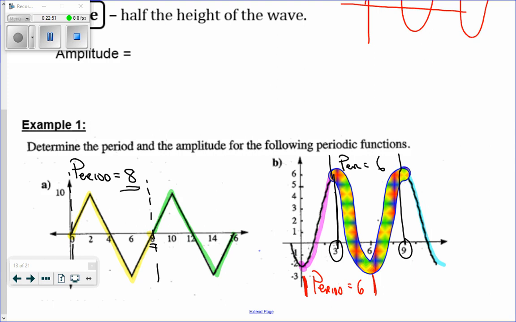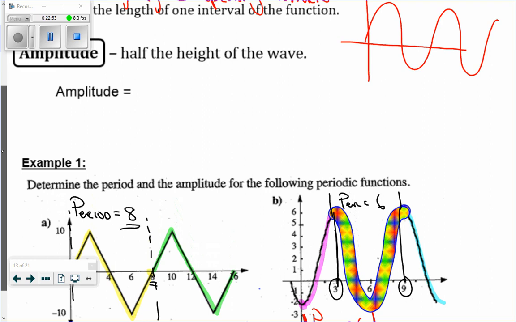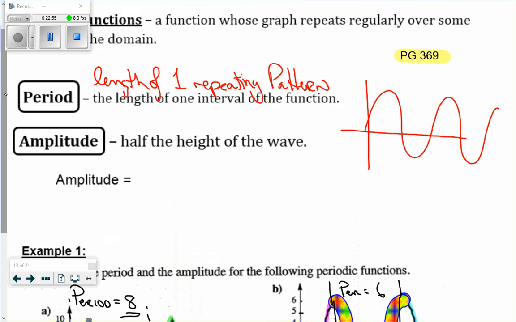Is your hand up? Okay. So the other one I want to talk to you about is amplitude. Amplitude is half the height. So if this is the top and this is the bottom, this is what we call the height. So half that height is the amplitude.